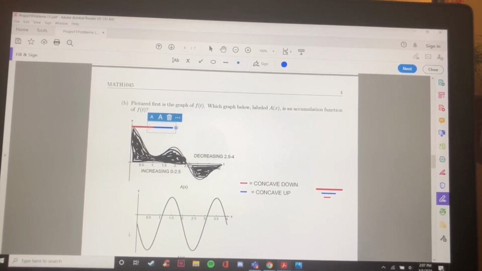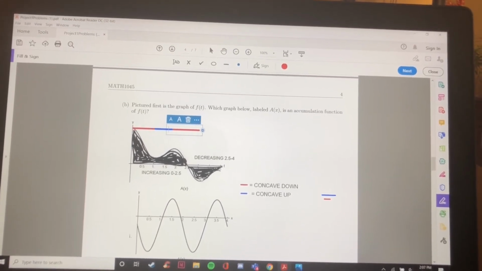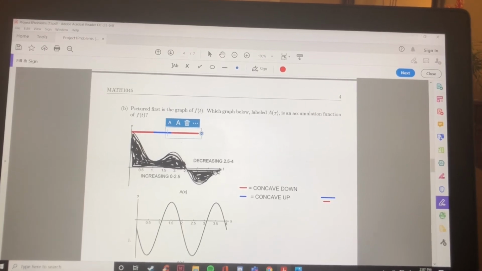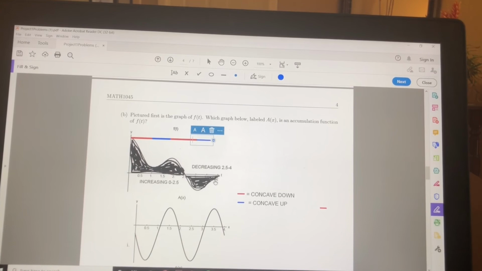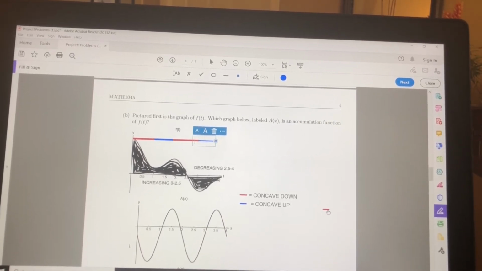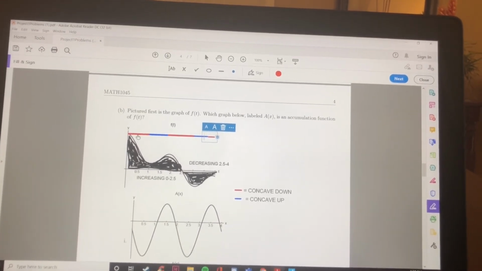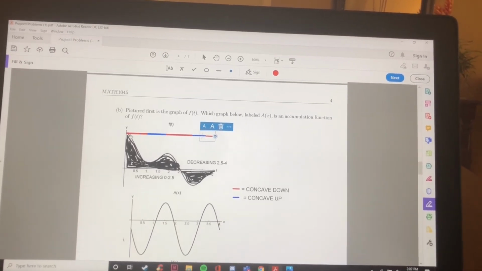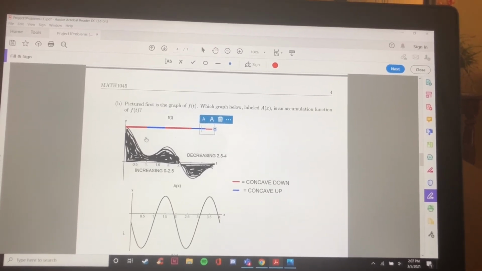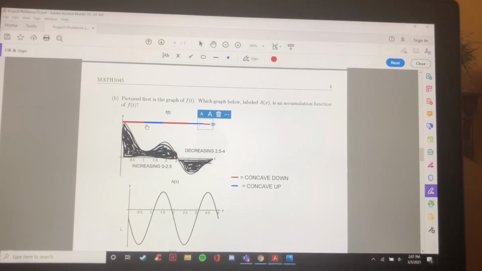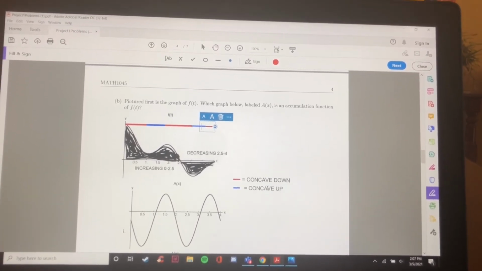Then from 2 to 3, it's decreasing again. It's going down the hill. Then from 3 to about 3.8, we'll say, it's increasing again with a little bit of decreasing at the very end. So we'll include that here. And so what does this mean? Well, whenever the original f of t graph is decreasing, the accumulation function will be concave down, and whenever the original function is increasing, the accumulation will be concave up.